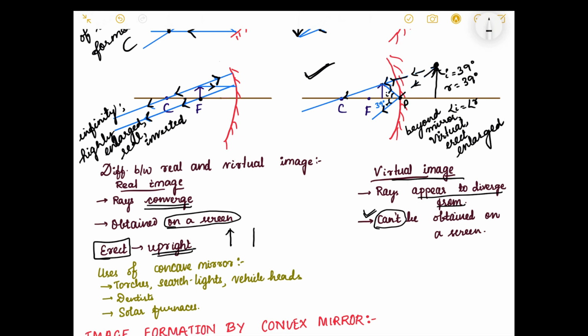If this is the object and this is the image, then the image is erect, and if this is the object and this is the image, then it is inverted.